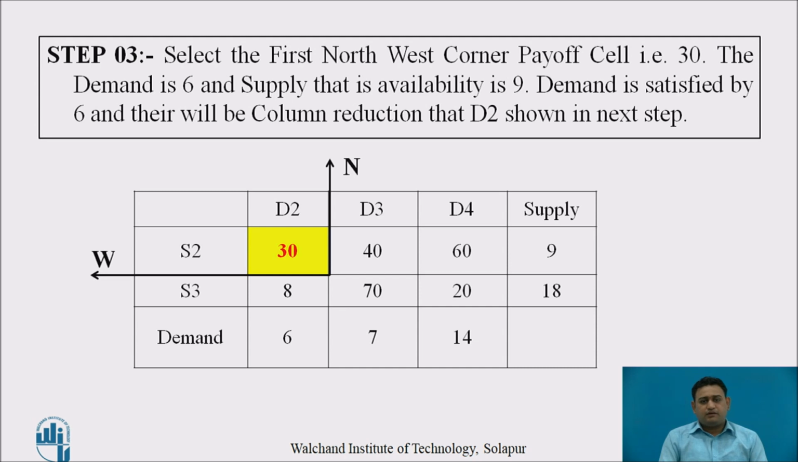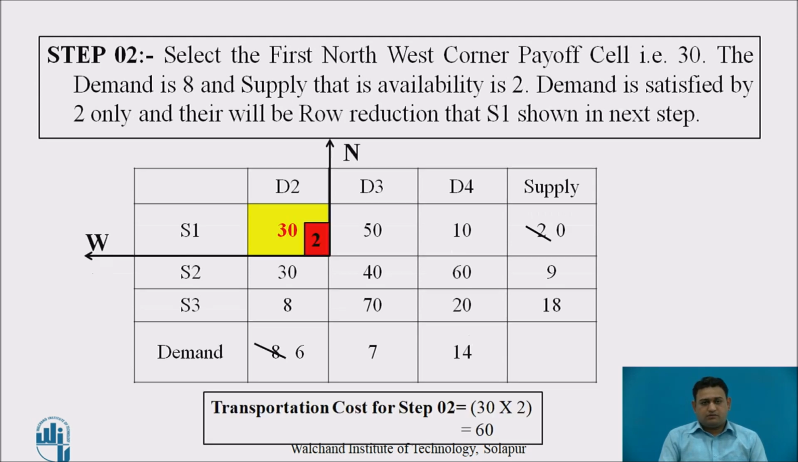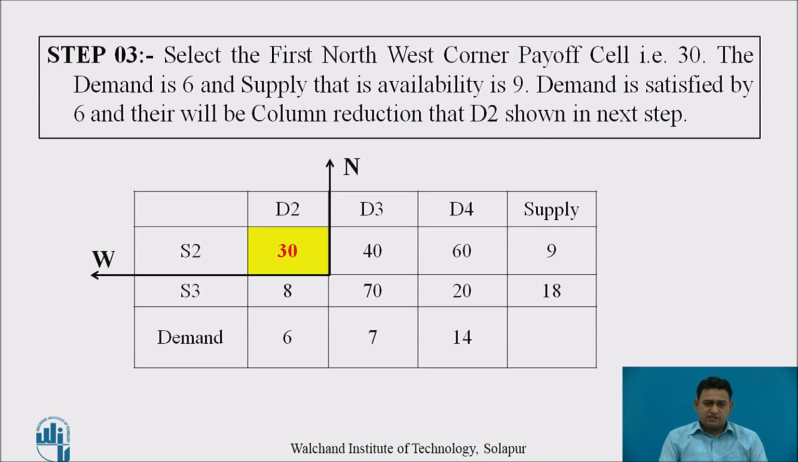Now the total transportation cost for this step is 30 into 2, that is 60. Step 3: as we have seen in the earlier step, the availability of the commodity or product at source S1 is totally 0. Now there will be a row reduction of S1, and the newly obtained table will be like this. Again, as in the northwest corner method, we select the first northwest corner cell, which has the transportation cost 30.